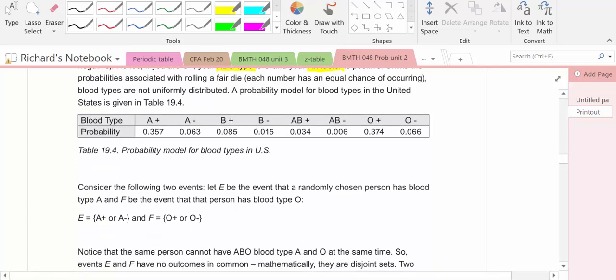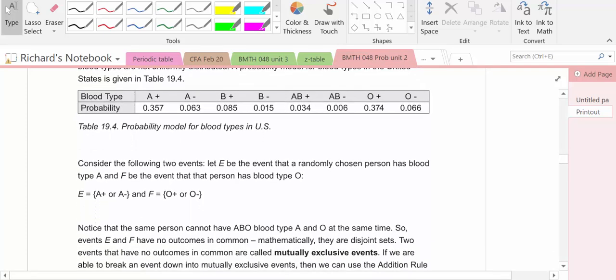So in their example, let's say 2 events. E is a randomly chosen person who has blood type A, and F is the event that a person has blood type O. It's important to note that people can only have one blood type. So we're saying the random variable E will be a person that has type A, and they can either be A plus or A minus. The random variable F is a person who is either O plus or O minus.